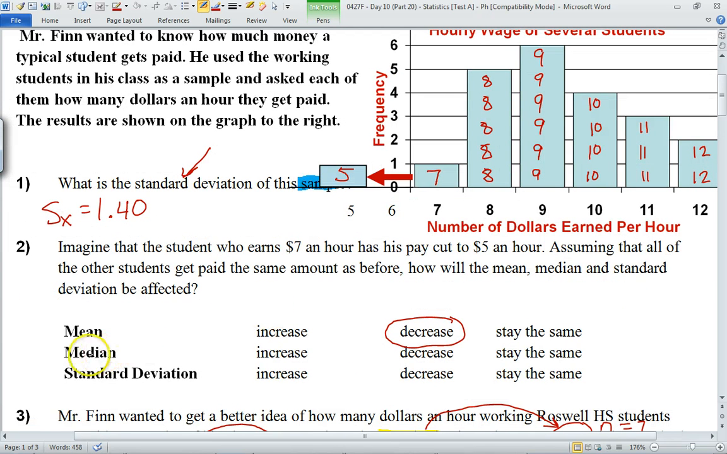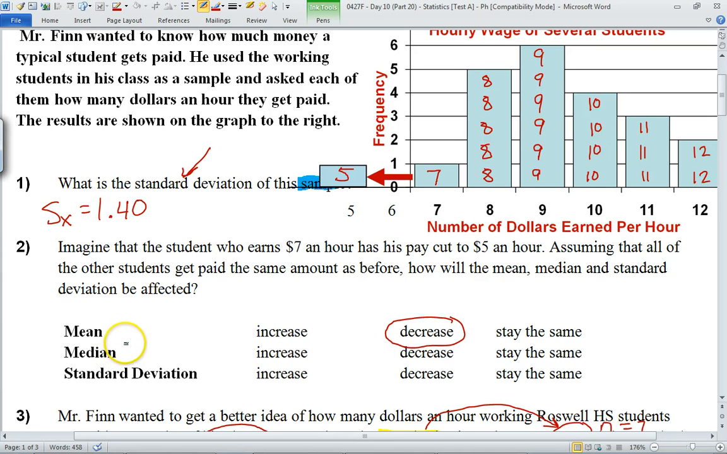Now let's talk about the median. If we want to know whether the median is going to increase, decrease, or stay the same, we need to remember what the median represents. Who can tell me what the median represents? Go ahead and just blurt it out.